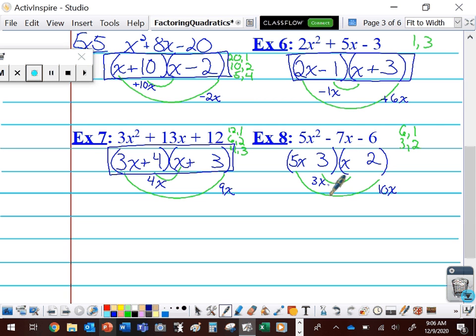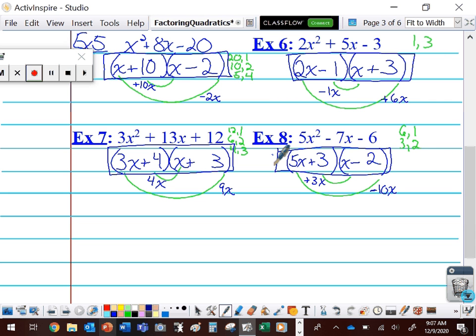I just need to figure out which outer or inner gets which sign, plus or minus. Well, the larger outer or inner gets the same sign as bx. Since 10x is bigger, it's going to get this minus sign, which means the 3x gets the plus. So I've got 5x plus 3 and x minus 2. And that's how we factor.